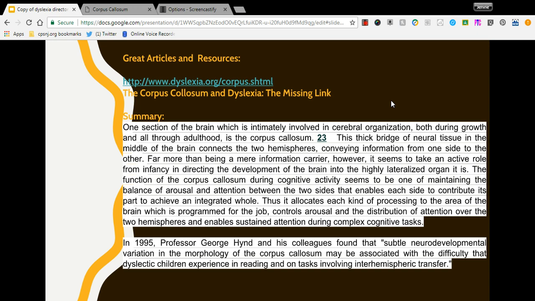Okay, I wanted to share with you a great article and resource. This is called the Corpus Callosum Dyslexia, the Missing Link. Here's the link, and it's basically talking about the corpus callosum and the impact it has on reading development. It's often associated with ADHD, so it's another great resource to take a look at.